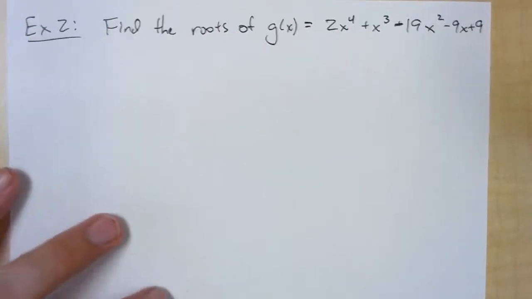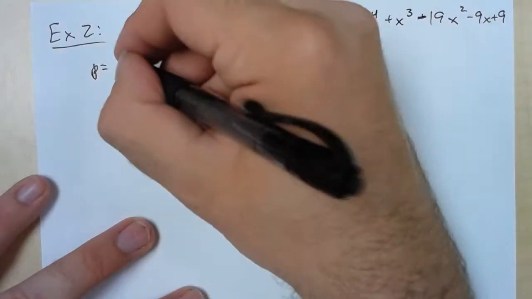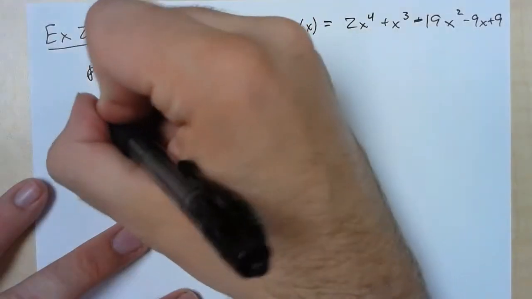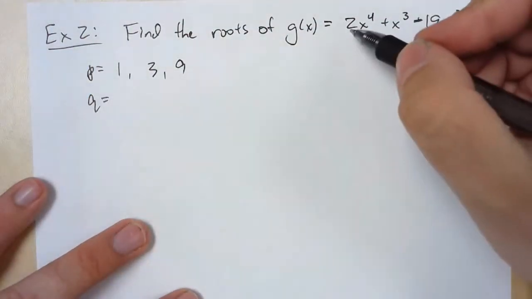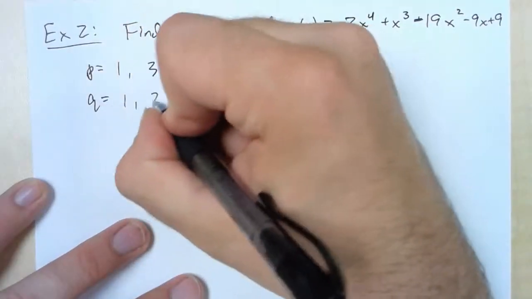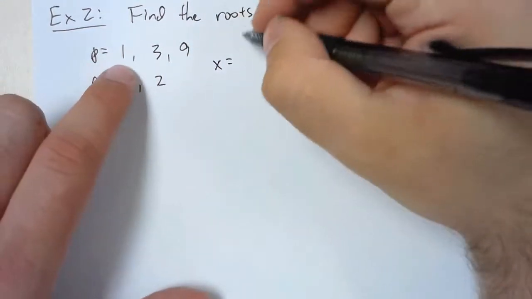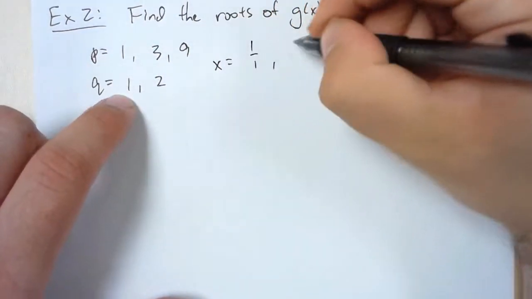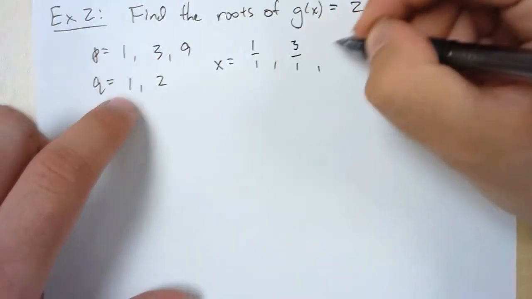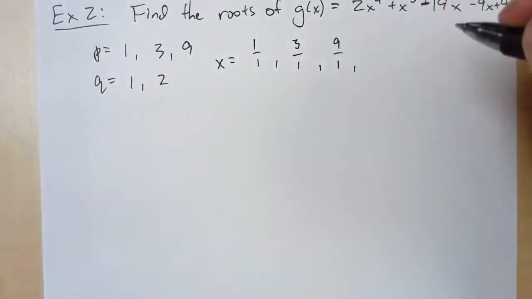So just like we did in the last problem, we'll say p is equal to the factors of the last term. What divides evenly into 9? 1, 3, and 9. Okay? We look at q, which is the factors of the first coefficient. What divides evenly into 2 is 1 and 2. So our x values we want to test is going to be 1 over 1, 3 over 1, 9 over 1, and also we have 2 of them. So that's the difference between the last one and this one.